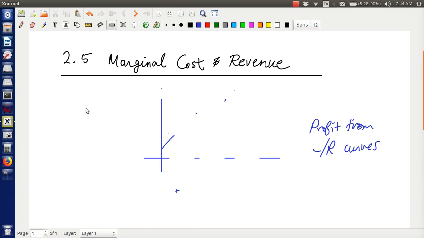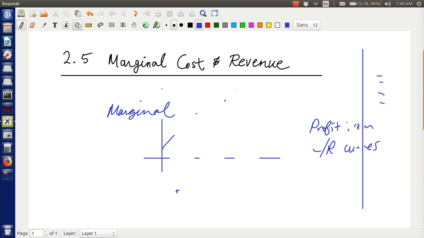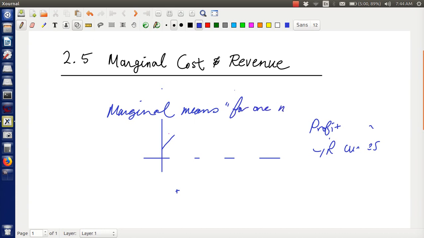Okay, marginal means for one more. Presumably it comes from the idea that if you've got a margin on your paper, you're putting little jottings over here and you're doing like pair by pair subtraction on a column somewhere. So that's at least what I imagine when I think of the word marginal, but it means for one more.